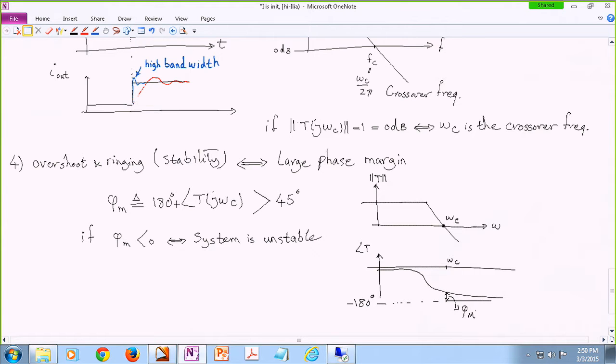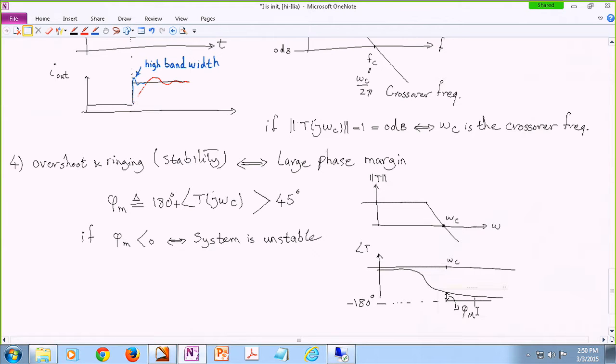If it is positive, your system is stable. If it is negative, your system is unstable. In order to be in a safe position in terms of stability, you would like it to be larger than 45 degrees, sometimes larger than 30 degrees, sometimes larger than 60 degrees. 45 is like the average number. What if the phase margin is 90 degrees? Your system is more stable than you want, something like that.